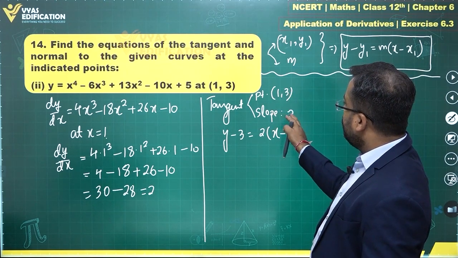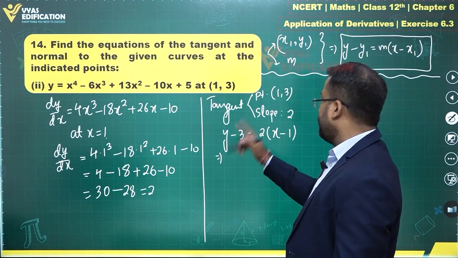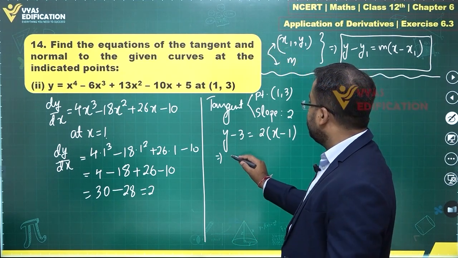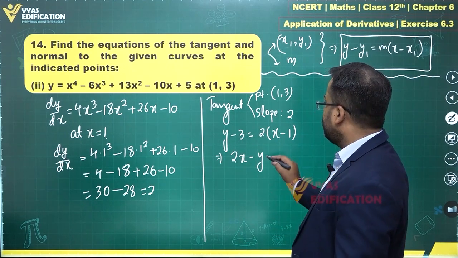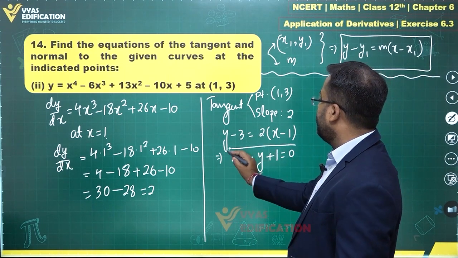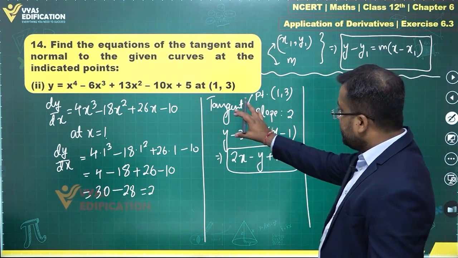y minus y1 is equal to m times x minus x1. That's what we are doing. This is 2x. Take the y on the right hand side. This becomes 2x minus y minus 2 plus 3. 3 minus 2 will be 1. This is equal to 0. Is that okay? Yes. That's for tangent.